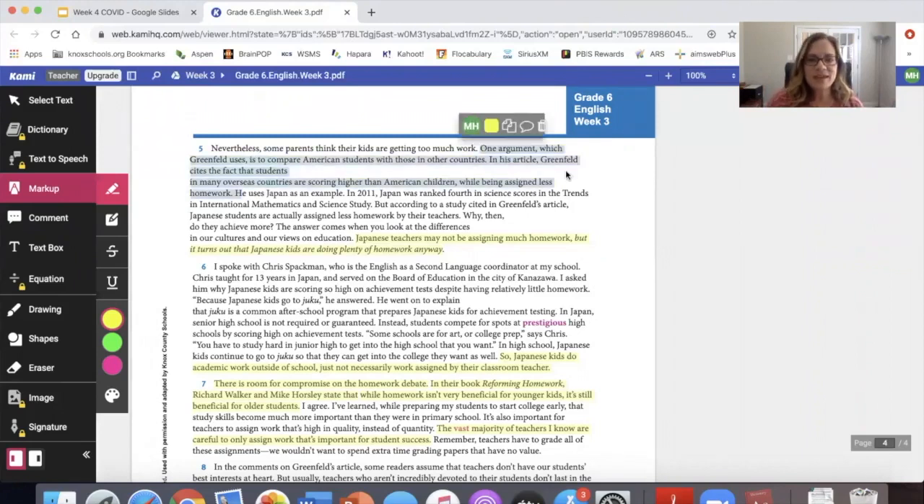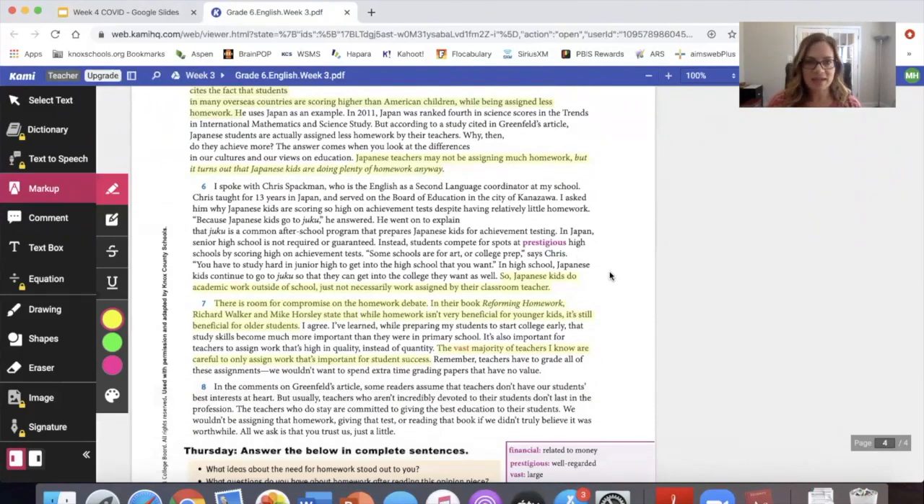So she's bringing up the point here that some other countries that have students who are being successful are being assigned less homework than what we do. So she wanted to bring that point up. However, she also mentions here that Japanese teachers are not assigning much homework, but the Japanese kids are doing plenty of homework anyway. And then she goes on into paragraph 6 to explain it a little bit more. So Japanese kids do academic work outside of school. It's just not necessarily work assigned by their classroom teacher.